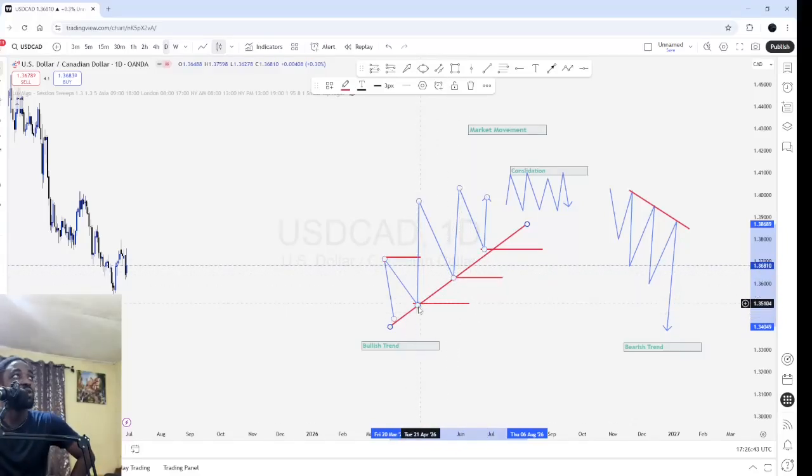So as a retail trader, your focus should be on this kind of movement. That is where you get the easiest money. Do you get me? You get the easiest money.